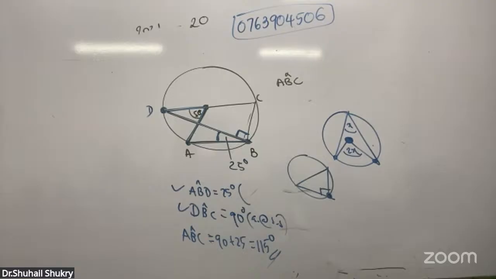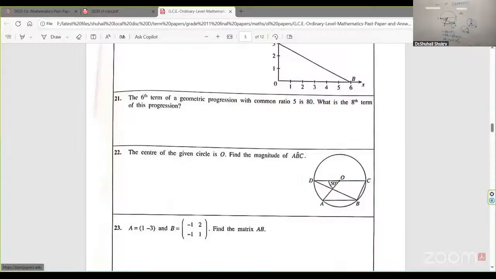See the 23rd one. It is matrices. They have asked to find the matrix AB. Can I take A and B here? We should multiply. Okay.